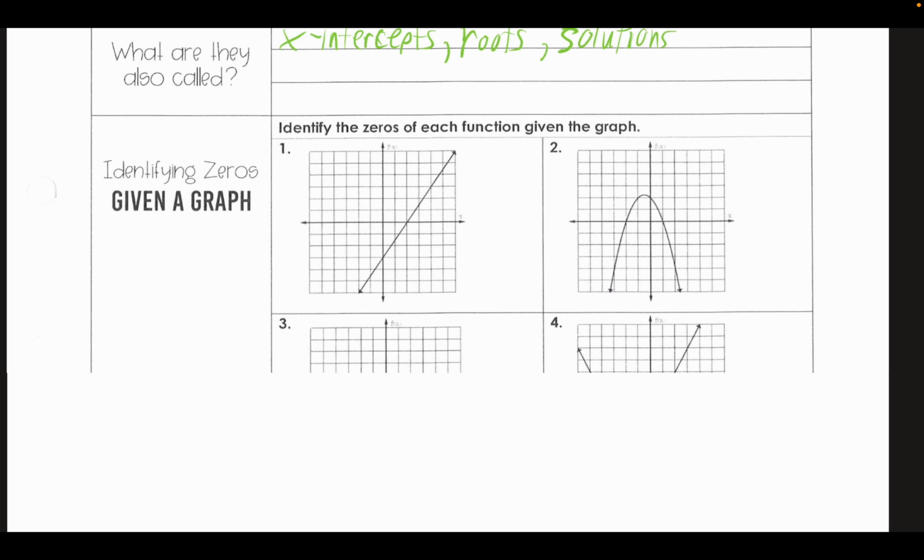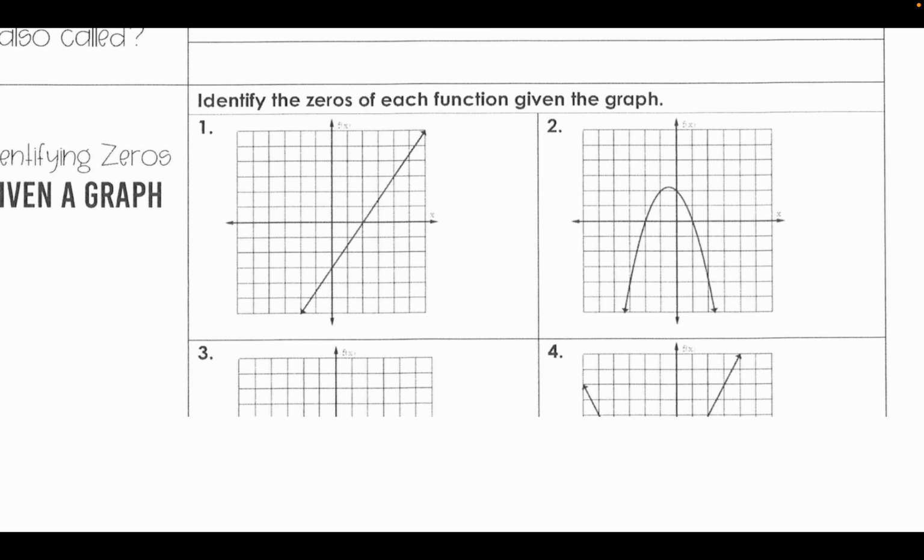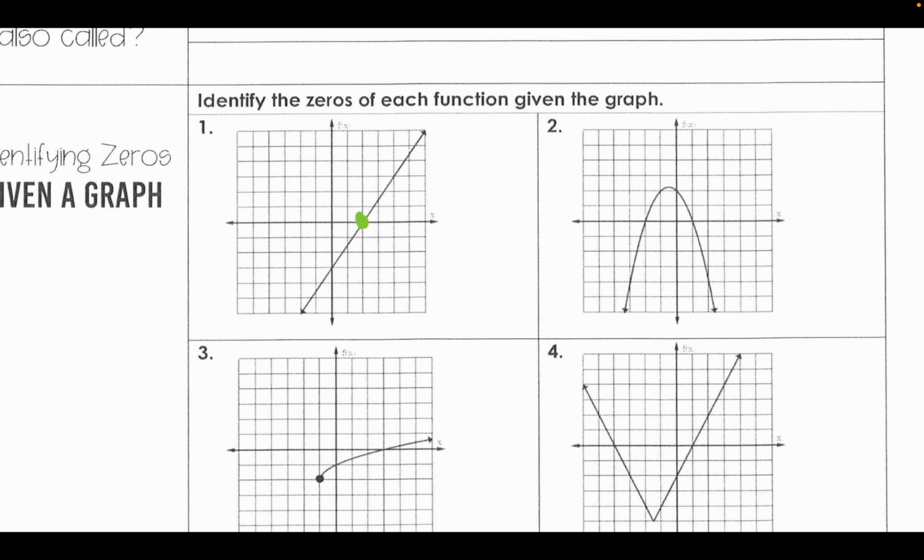So identifying them given a graph. We're trying to figure out where it crosses the x-axis. Well, right here is where it crosses the x-axis. So what's the x value? The x value is 2. Now we know the y value, the f of x value, has to be 0 on all of these, which we already talked about. So we can just list x equals 2 and call it good.